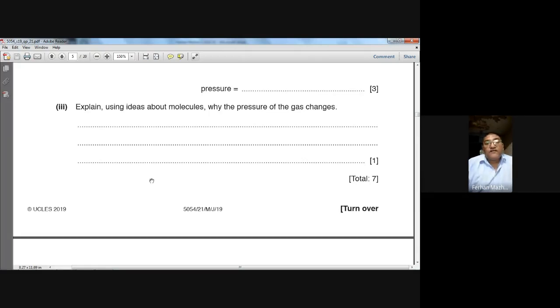The number of collisions per second, we call it collision frequency, of the gas molecules with the walls of the container increases. Due to this increase in the collision frequency, the pressure increases. We can also use another sentence: the number of molecules per unit volume also increases, and this increases the collision frequency, and thus the pressure of the gas increases. I have written this answer also. Let me show you that answer.